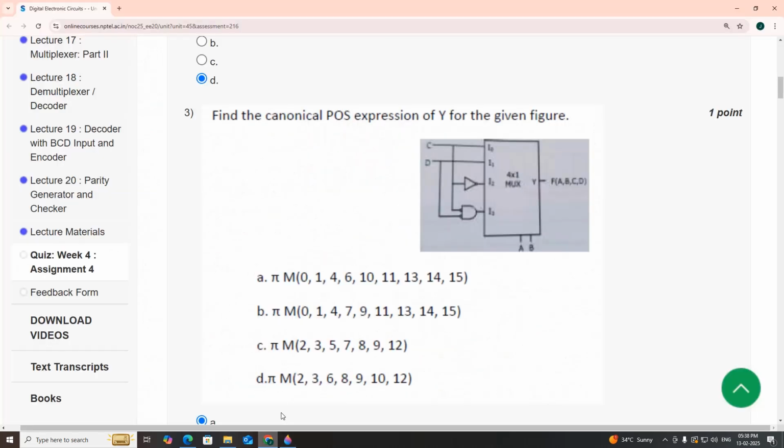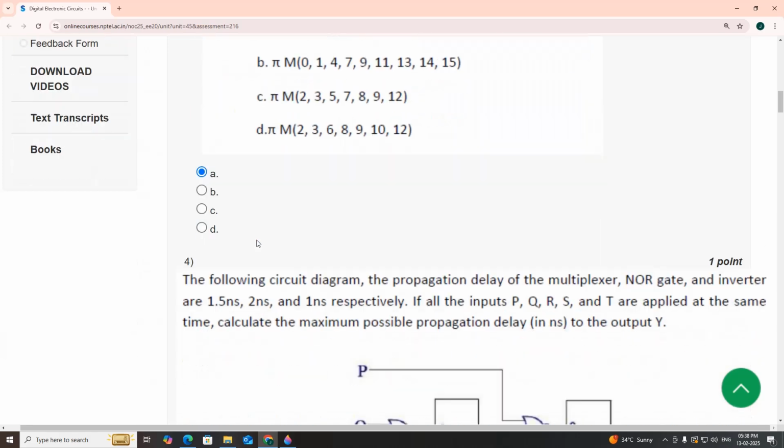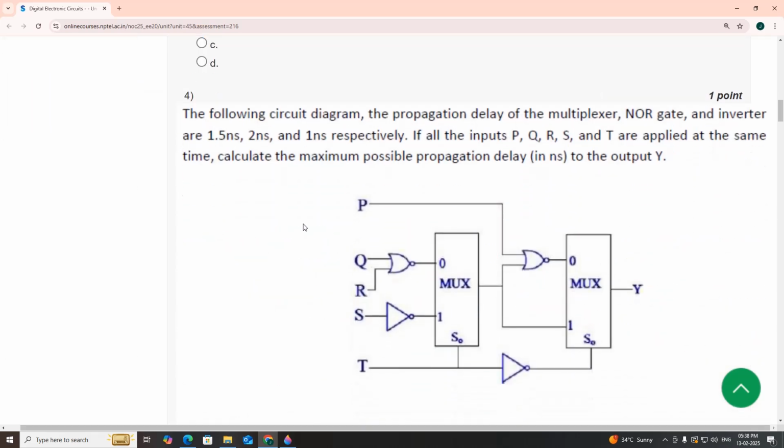Fourth problem. They are asking for the total delay. So the total delay will be here. We'll calculate the total delay here. How to calculate this one?